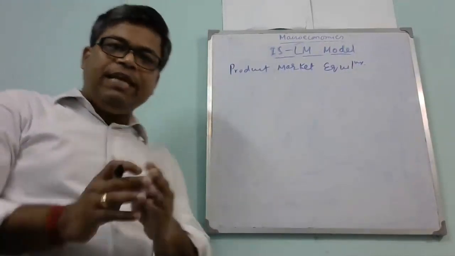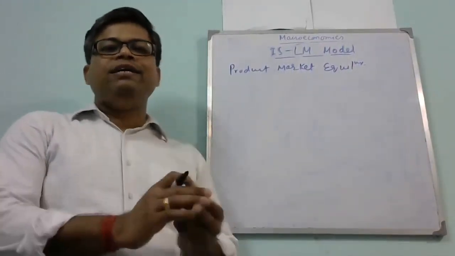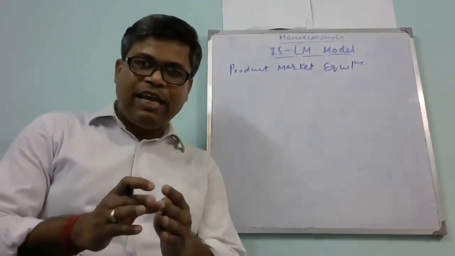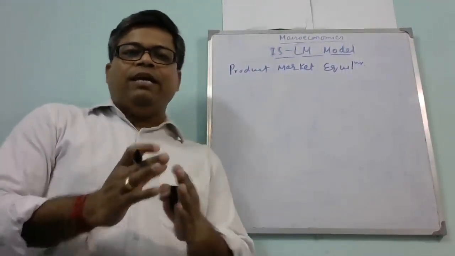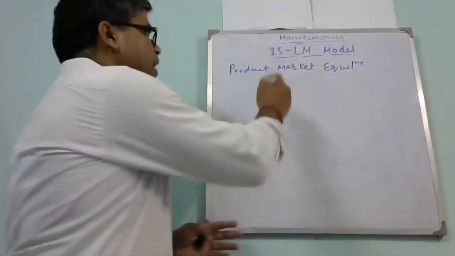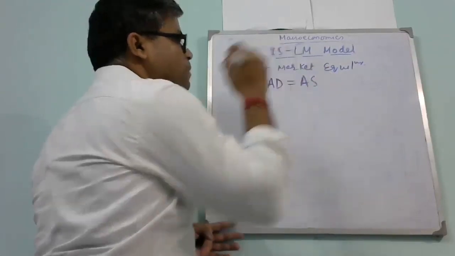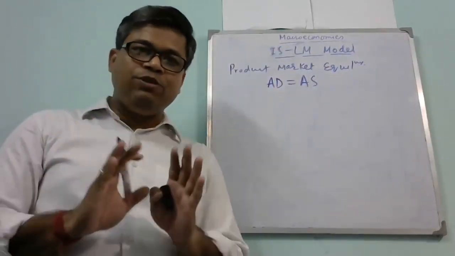A market is said to be in product market equilibrium when the aggregate demand is equal to aggregate supply. I repeat once again: what is called the product market equilibrium? A market is said to be in product market equilibrium when the aggregate demand, AD, is equal to aggregate supply, AS, the aggregate supply. So it's very clear to you?